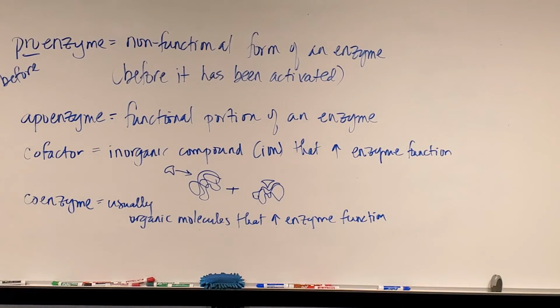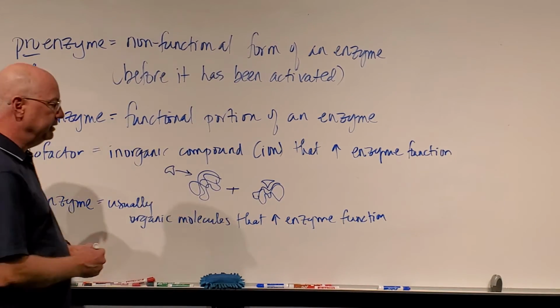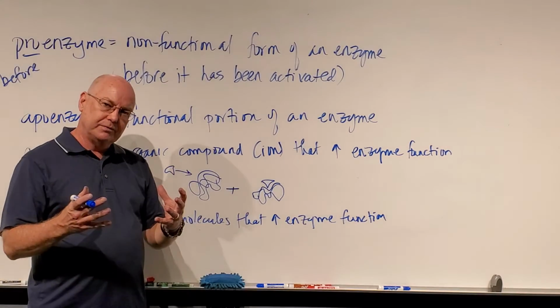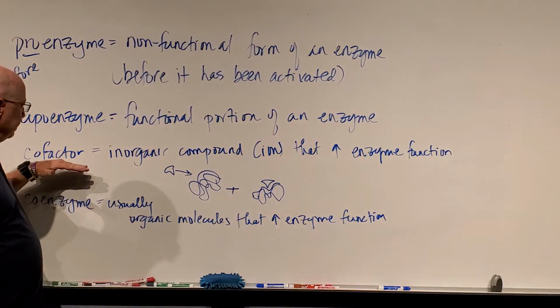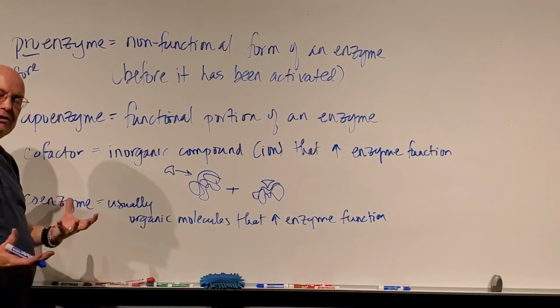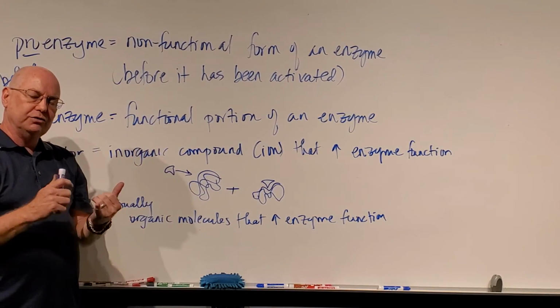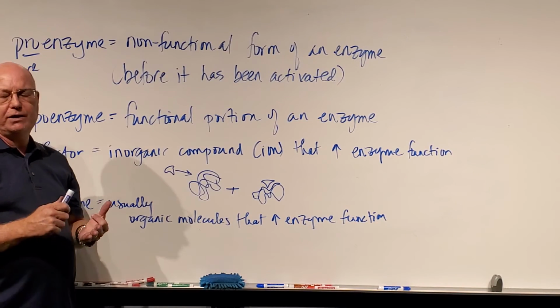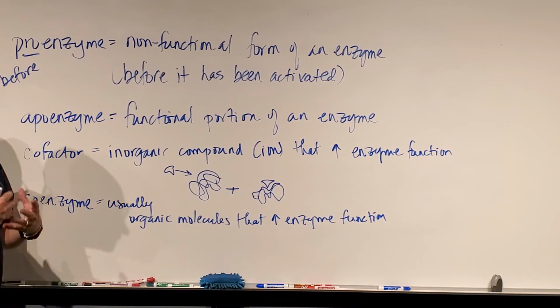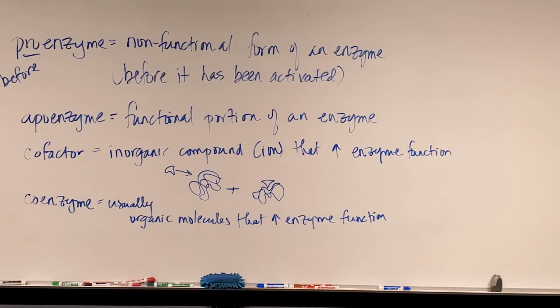And finally, the last thing I want to talk about would be the holoenzyme. When I have an enzyme, and I have whatever that enzyme needs, its cofactor or its coenzyme with it, and it's functioning, we call that the holoenzyme. So it's the entire enzyme with its cofactor or with its coenzyme in its functioning form. Okay?